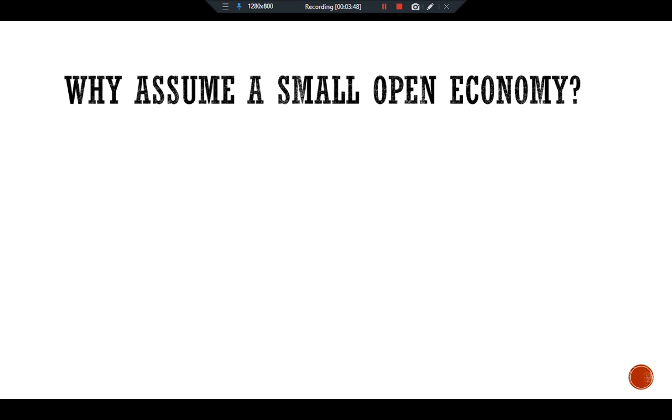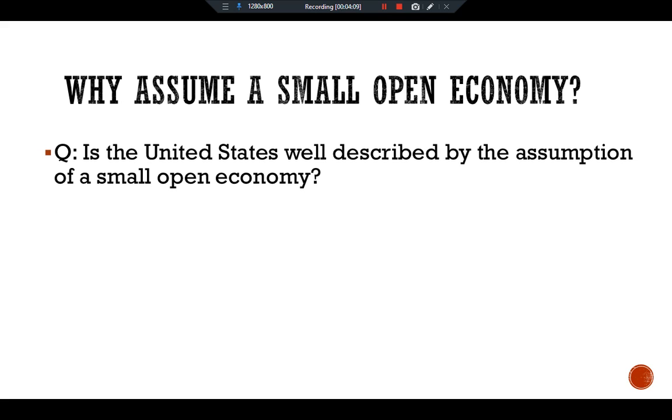Okay, why do we assume a small open economy? The analysis we are using here assumes that the nation being studied is a small open economy, which examines short-run fluctuations in an open economy. This assumption raises some questions, like, is the United States well described by the assumption of a small open economy? Because Mankiw follows the trade pattern, the consumption pattern, and all the macroeconomic variables related to the United States, that's why we have to highlight these questions here. So the answer to this question is no, it is not, at least not completely.